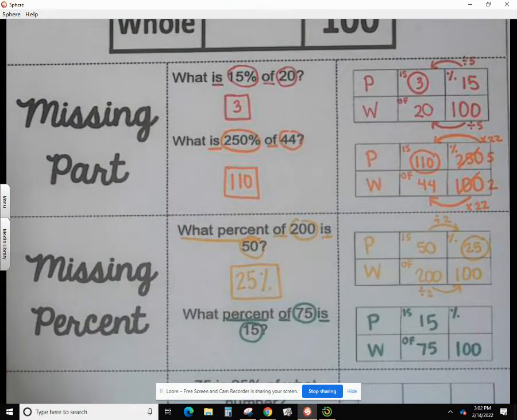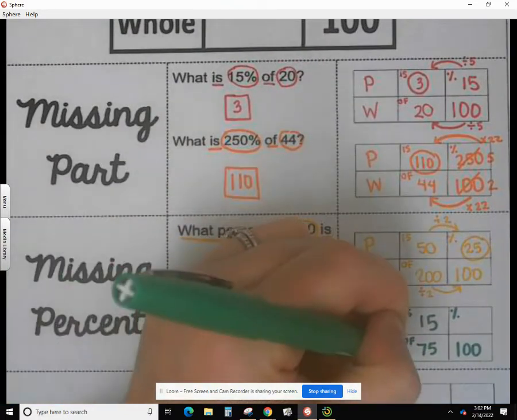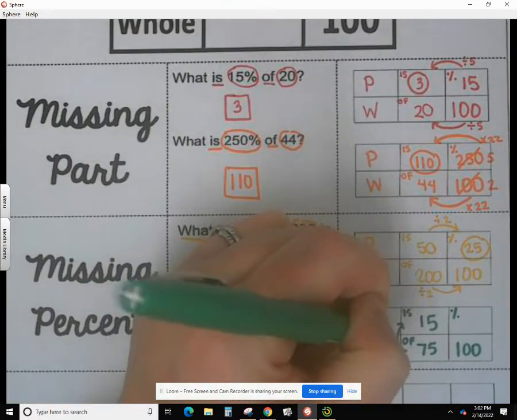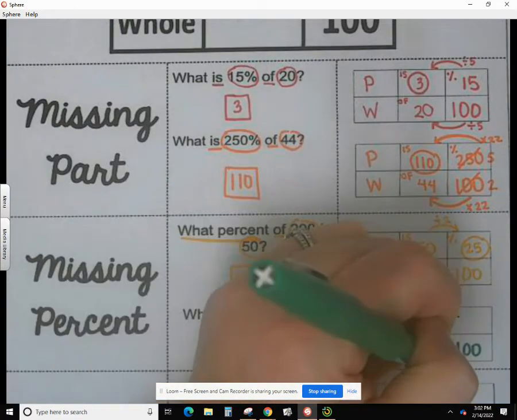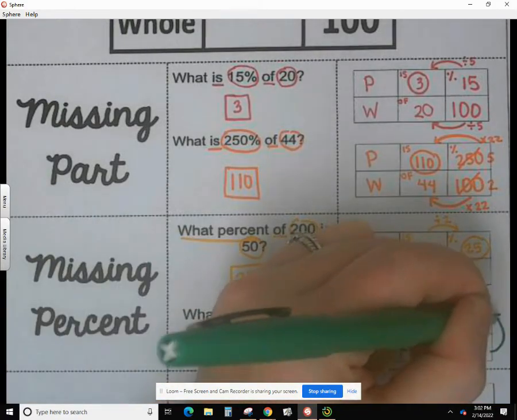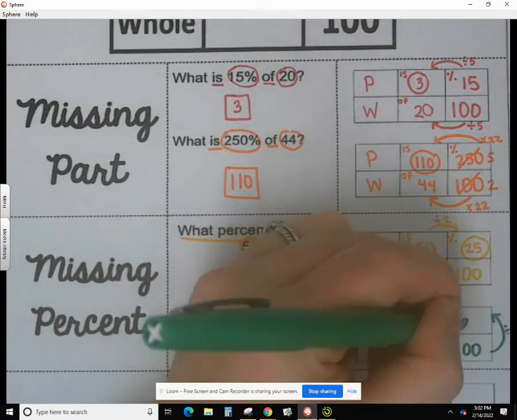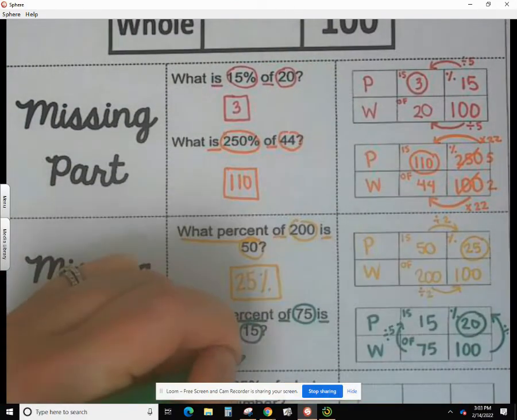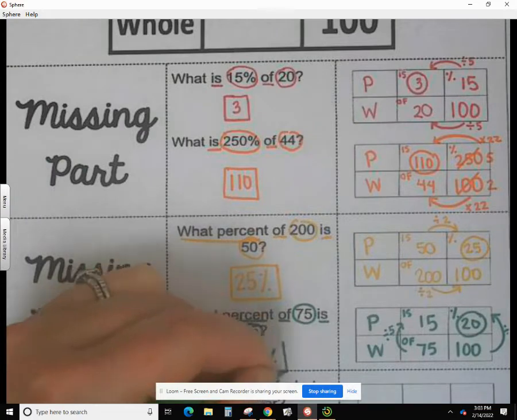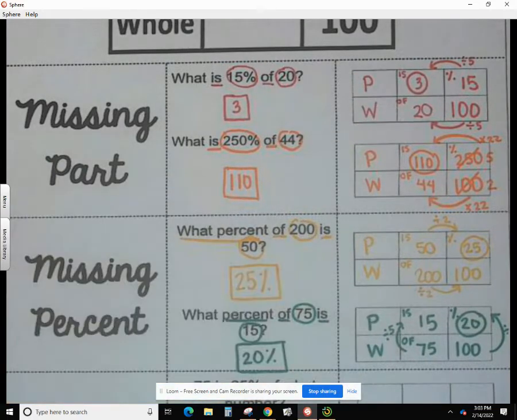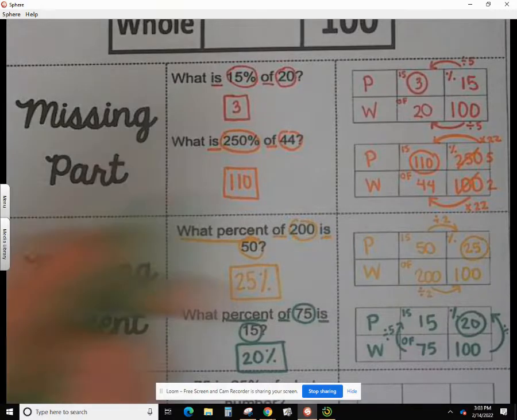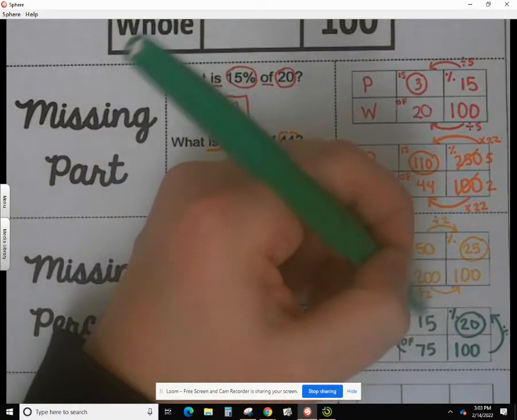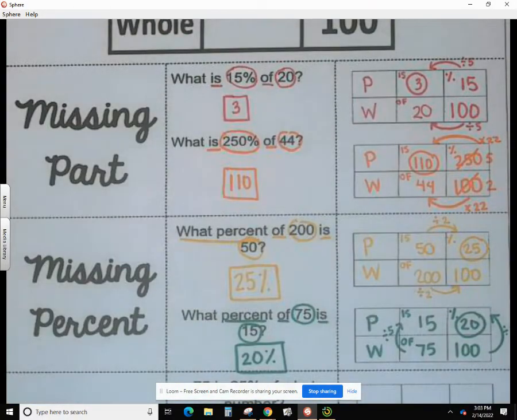75 is our corner number, and 75 divided by 5 is 15. So we have to do 100 divided by 5, which is 20. So this is 20%. If you didn't know that 75 divided by 5 was 15, you could simplify both of these, and that could help you too.